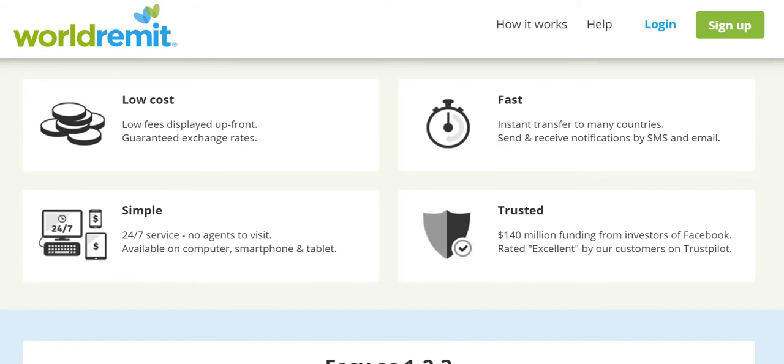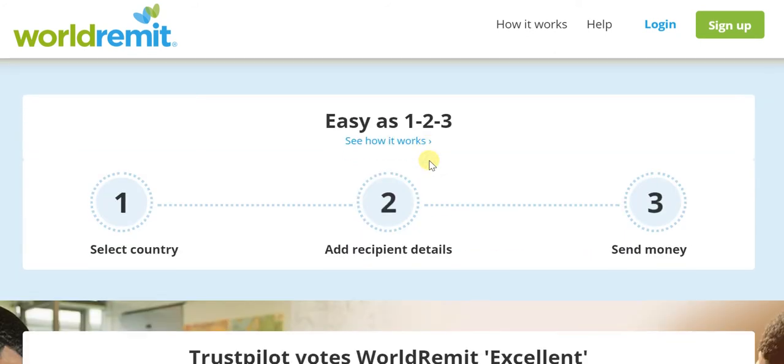And yes, WorldRemit is extremely trustworthy. The same folks who've invested in Facebook have invested as much as $140 million in WorldRemit. Clearly, they've done their due diligence and they know that this is a platform which is worthy of their trust. Further, the trust factor is accentuated by the fact that WorldRemit's own customers have rated it as excellent on Trustpilot. So all of this put together makes WorldRemit a well and truly comprehensive, remarkable platform when it comes to sending money.